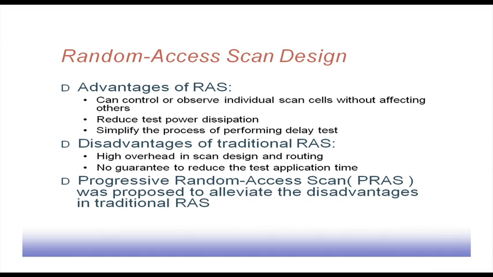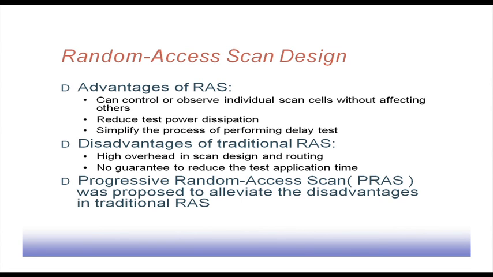That sometimes creates difficulty, because we are unable to access them randomly, and so it requires more time. This random access design tells that I will be able to access any cell in any order. So, we can control or observe individual scan cells without affecting others, and reduce test power. This is another issue: reduced test power dissipation.